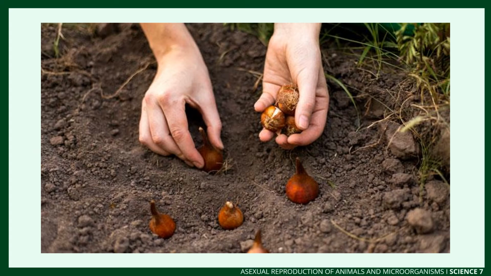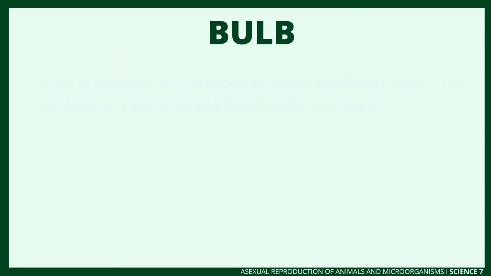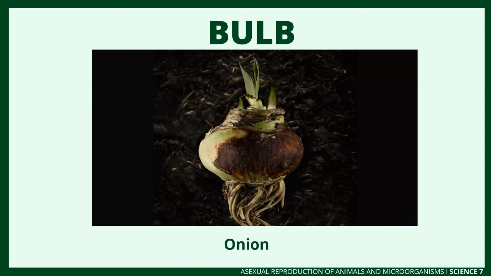If you plant one bulb, you may find that years later, you have several plants coming from that one bulb. If you want, you can separate these new bulbs and plant more flowers. The best example of a plant that can reproduce through bulb is onion.